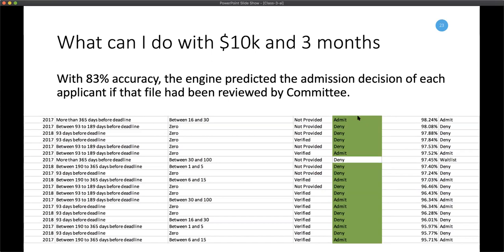So what do you think about that? Would you want to know that your getting admitted to an MBA program was determined by an algorithm? What do you think?